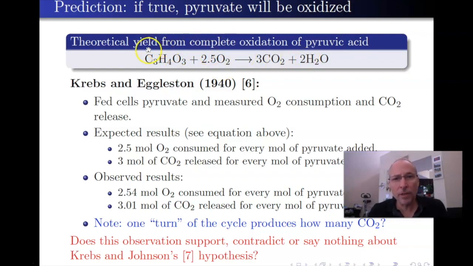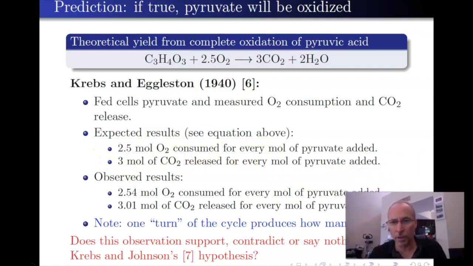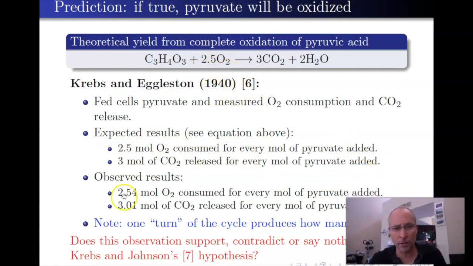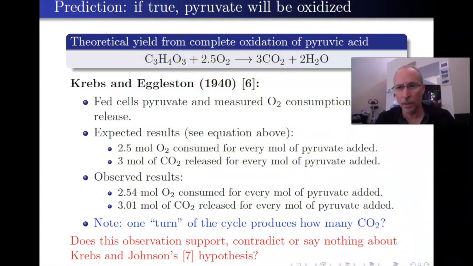So what that means is if you feed in pyruvate and the pyruvate is completely oxidized, we should consume 2.5 moles of oxygen and release 3 moles of carbon dioxide. That's exactly what they expect: 2.5 moles of oxygen consumed for every mole of pyruvate added, and 3 carbon dioxide released for every mole of pyruvate added. That's the prediction, and here's what they got.